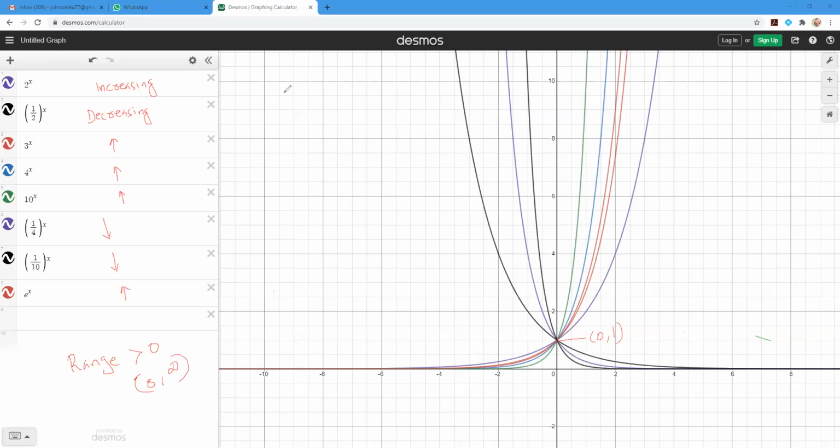And the base can be any real number other than 1, greater than 0. So if the base is 10, we call it the common exponential function. If the base is e, we call it the natural exponential function. That's all. Okay.